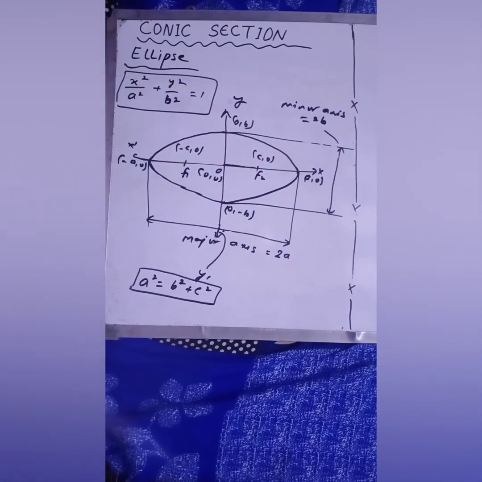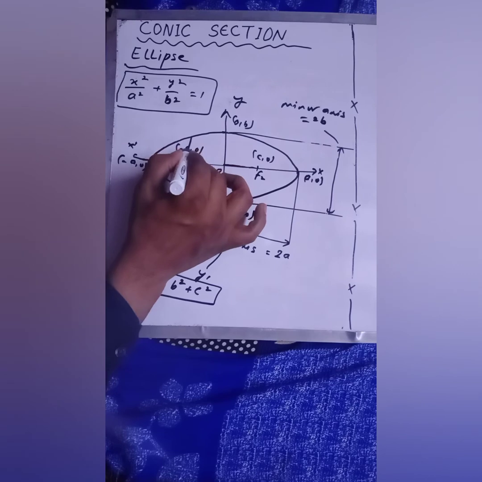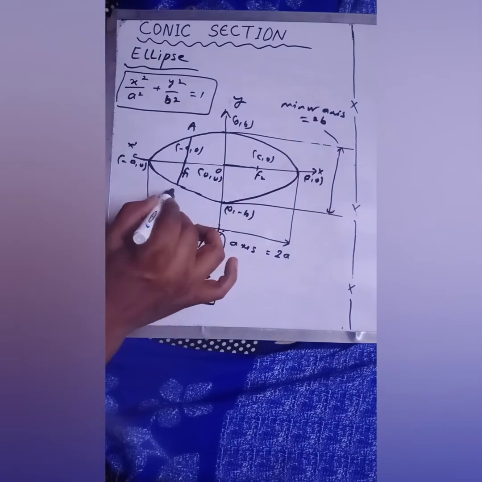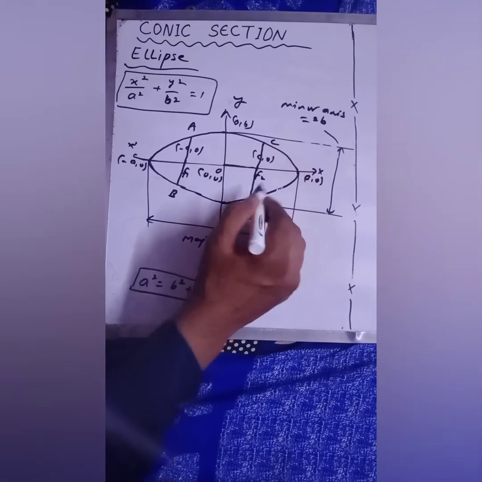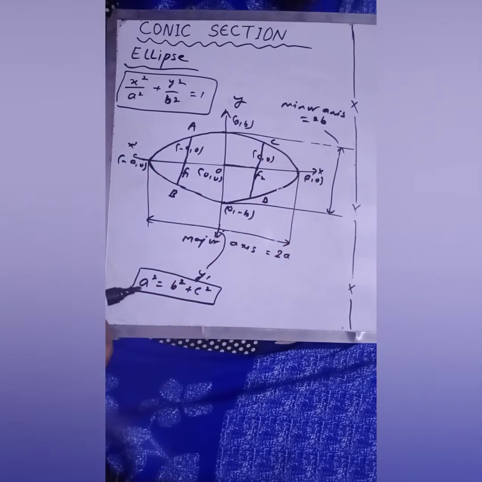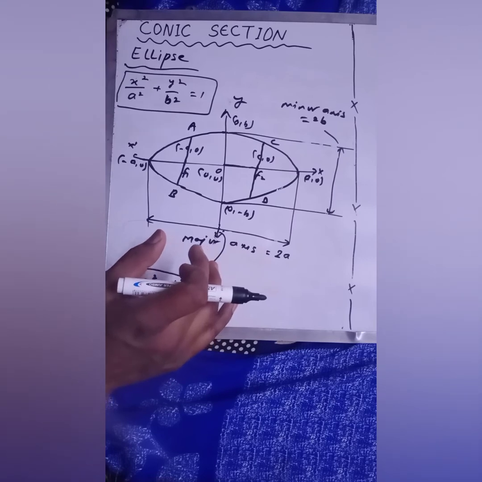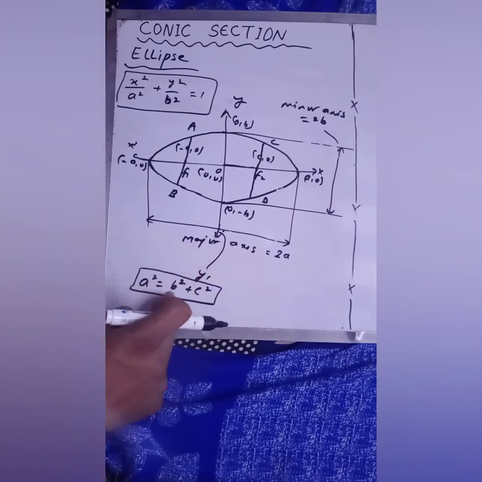And now the length of lateral rectum. So what is the length of lateral rectum? A line which is passing through the foci. Suppose I'm giving the name AB to this, and similarly this is another line, I'm giving the name CD to this. So both are the lateral rectum of this ellipse. Note down all these things. This is a relation between a, b and c, which is very important.